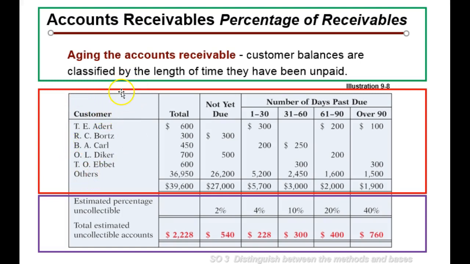So here are the customers, and the classifications are represented in these columns. So how old the receivables are. So here we have, it seems to be a total, not yet due, then the numbers of days past due: 1 to 30 days past due, 31 to 60 days past due, 61 to 90, and then finally over 90 days past due.